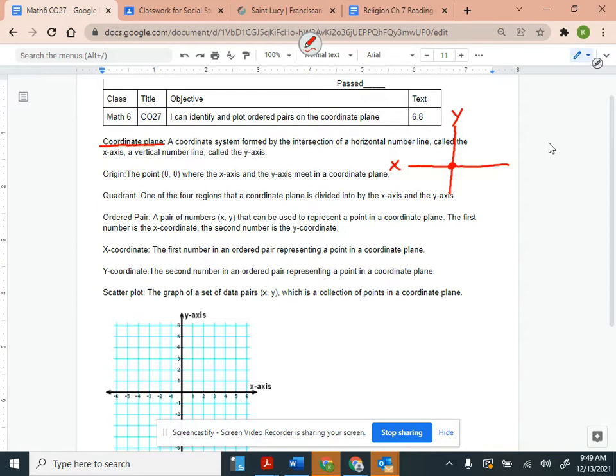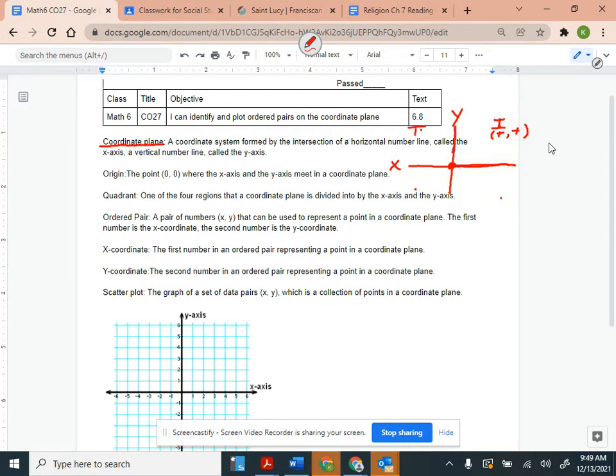The quadrants are the 4 regions that make up our coordinate plane. In quadrant 1, up here, it's going to be a positive x and a positive y. So we've got positive numbers going to the right, positive numbers going up.